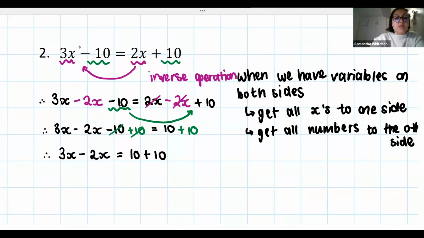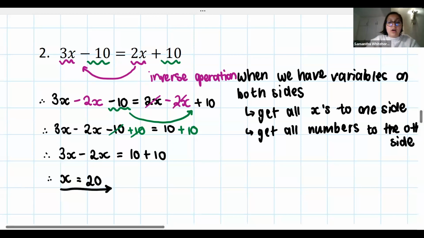Now be careful, guys, when you subtract, you are subtracting your like terms, so you do need to make sure that you are doing it correctly. 3x minus 2x is equal to just positive 1x. You can put the 1 there if you want, it doesn't matter. And that is then equal to 10 plus 10, which is 20. I've isolated x, I've gotten x alone, I've solved for x. And so this is my final answer.